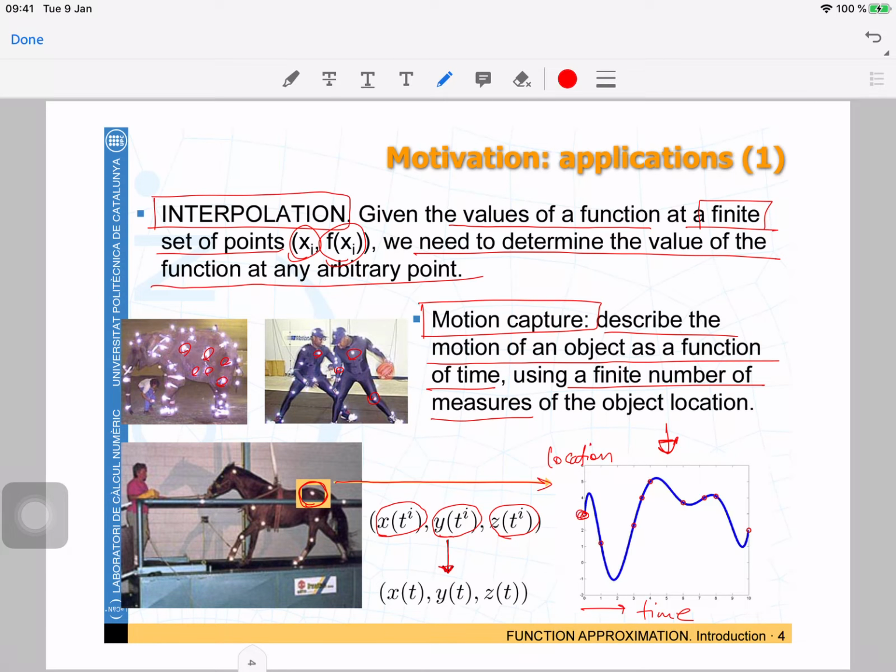So basically the red points here are the points, the finite points that we get from the sensor. So the position, the location of the sensor at different times. And now we do an interpolation. So this blue line is interpolation, a function that passes exactly through the points. And now we have a continuous function as a function of time. Okay, this blue line.